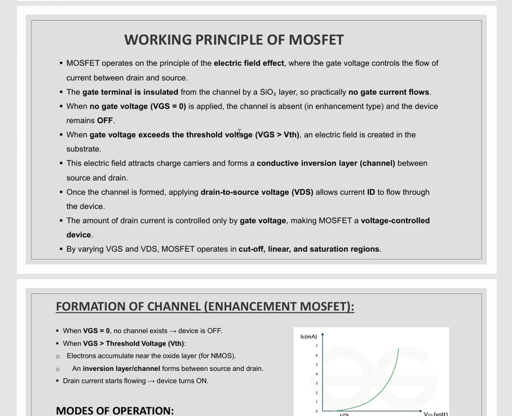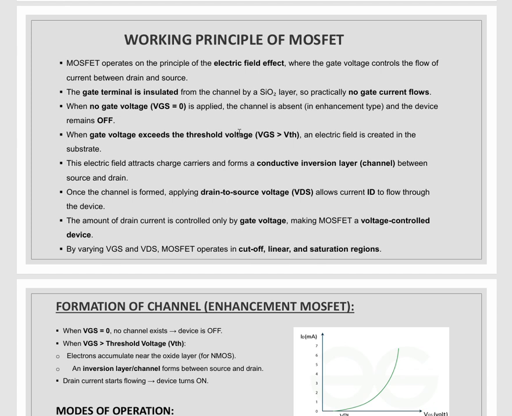Working principle of MOSFET. MOSFET operates on the principle of the electric field effect, where the gate voltage controls the flow of current between drain and source. The gate terminal is insulated from the channel by a SiO2 layer, so practically no gate current flows. When no gate voltage is applied, it means VGS equal to 0, the channel is absent in enhancement type and the device remains off.